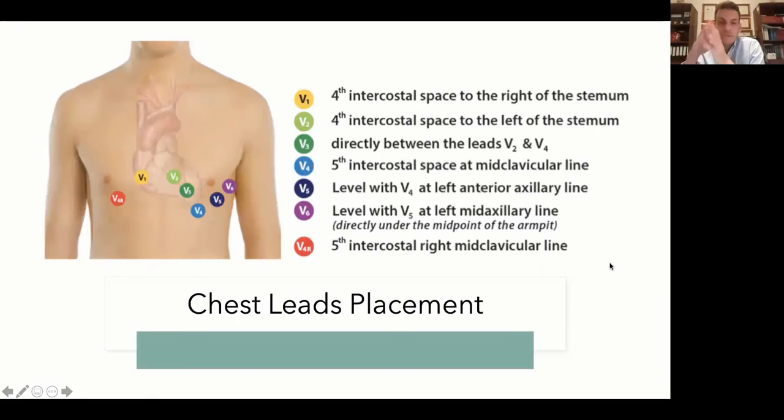Now, the most important part, and you really need to get this right in order to have a perfect view and avoid any misunderstandings. Now, 6 chest leads, V1 to V6. V1, fourth intercostal space to the right of the sternum. V2, fourth intercostal space to the left of the sternum. V3, directly on the line between V2 and V4.